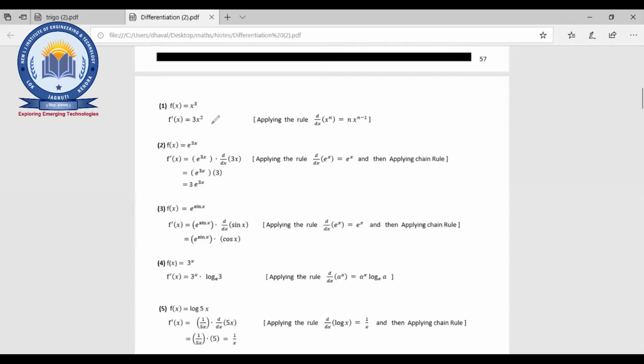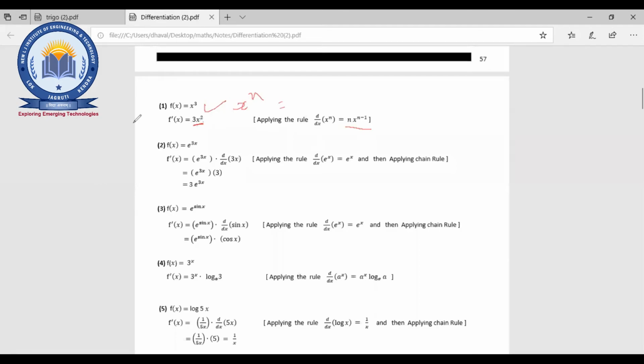This is the simple one, right? f(x) equal to x cube. So 3x square. Compare it with x raised to n, where the derivative is written as n x raised to n minus 1. Here the power is 3, so the answer will be 3x square.